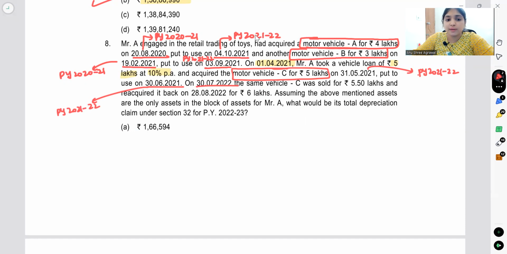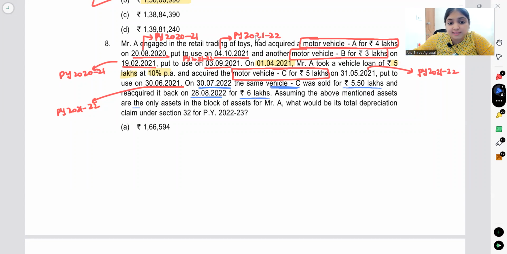On 30th July 2022, the same vehicle C was sold. So which vehicle are we selling, guys? We are selling away vehicle C for 5.5 lakhs on 30th July 2022. And it was reacquired on 28th August 2022 for 6 lakh rupees. So we sold vehicle C and then we repurchased. Sale and repurchase concept is applicable here.